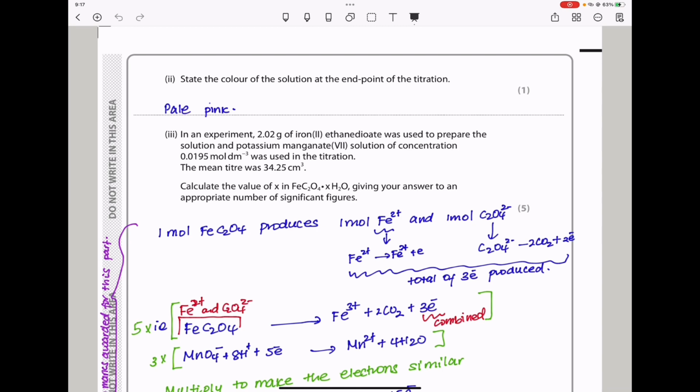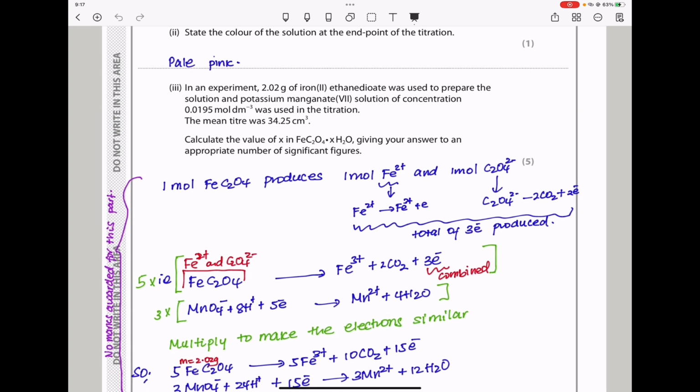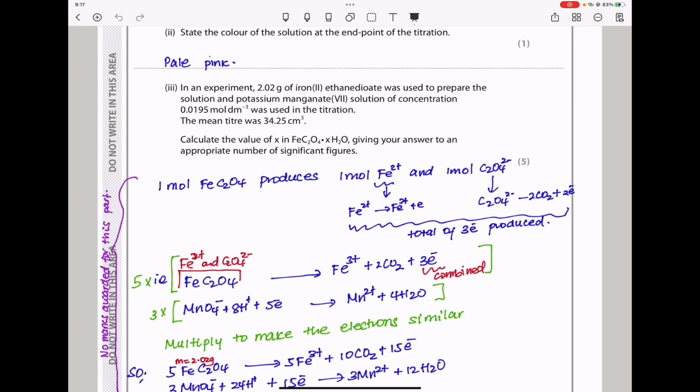The mean titer was 34.25. They want you to calculate the value of X in this compound, giving your answer to an appropriate number of significant figures. Based on this formula, 1 mole of this is going to produce 1 mole of iron and 1 mole of ethandioate. And again, this is iron 2.